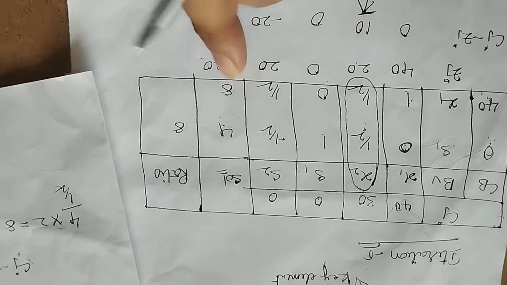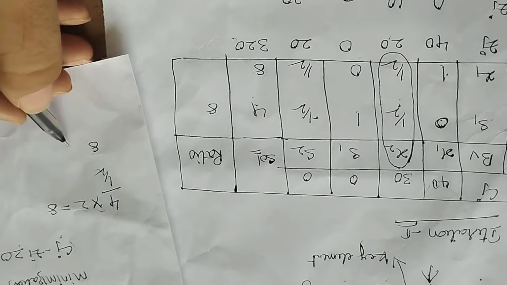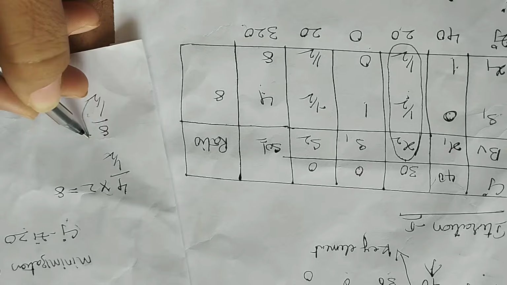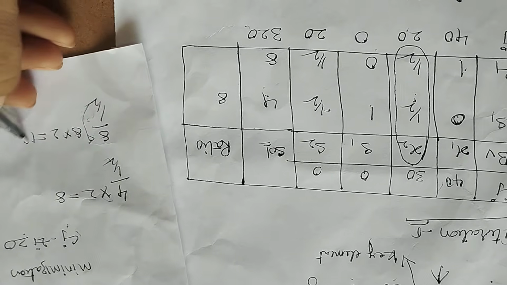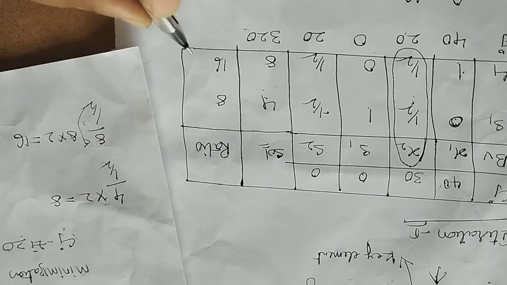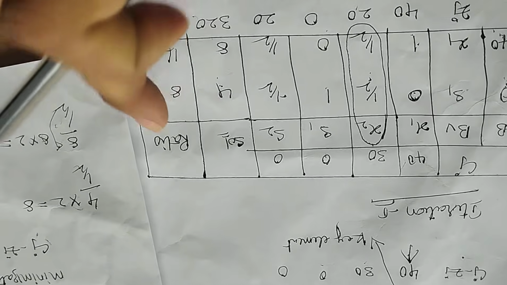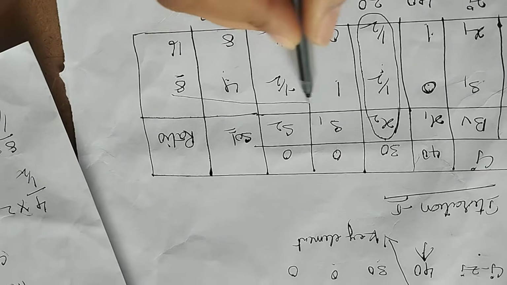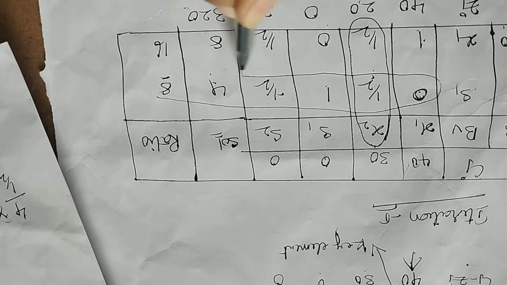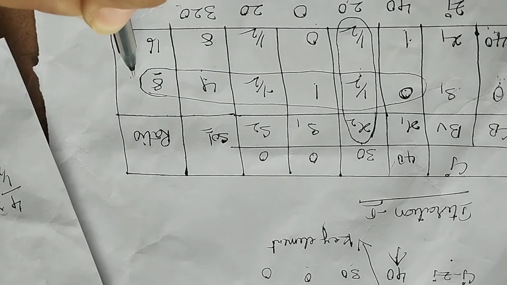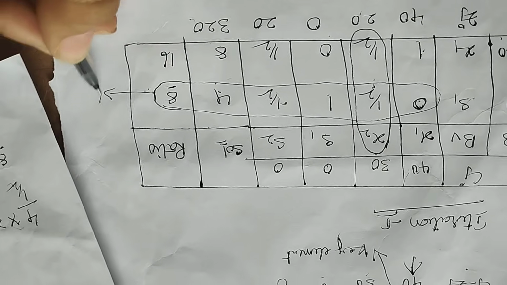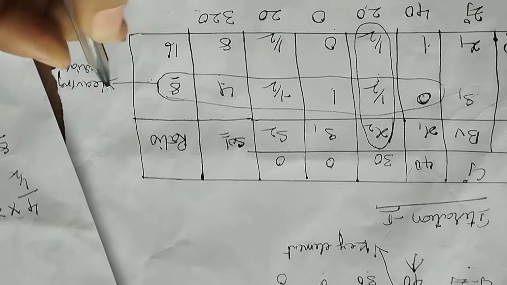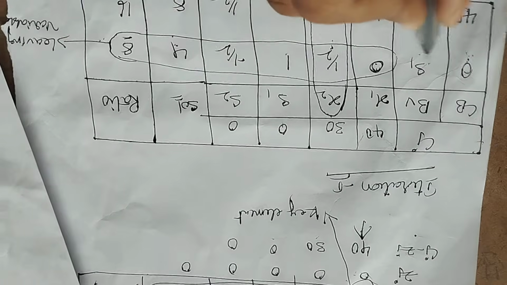Similarly, 8 divided by 1 by 2. The 2 will be in the numerator, 8 into 2 is equal to 16. Just writing here 16. Which is the smallest value of the two ratio values? 8 is the smallest value. So the row corresponding to this smallest value is called the key row. That means this is the leaving variable. That means S1 is the leaving variable, X2 is the entering variable.